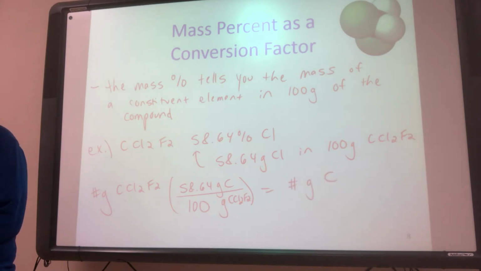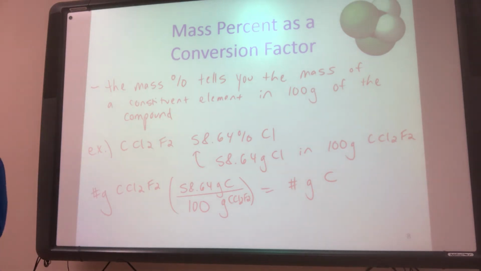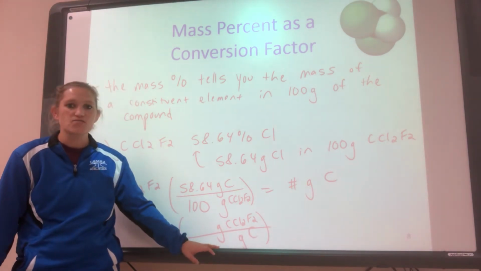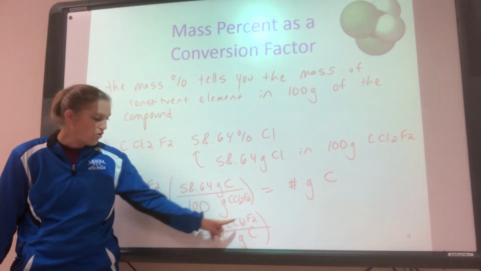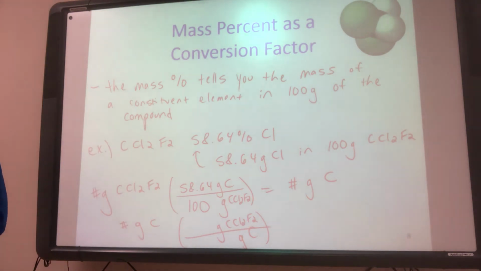So I could go from the whole to the part, but I can also go the opposite way. So if I had grams of carbon, I could go from grams of carbon, my part, to my whole. If I'm talking about the part, then the percent is what goes here. If I'm talking about the whole, then 100 goes there. So the bottom would be the 58.64 and the top would be 100. When I do that math, I would get the number of grams of the whole thing.